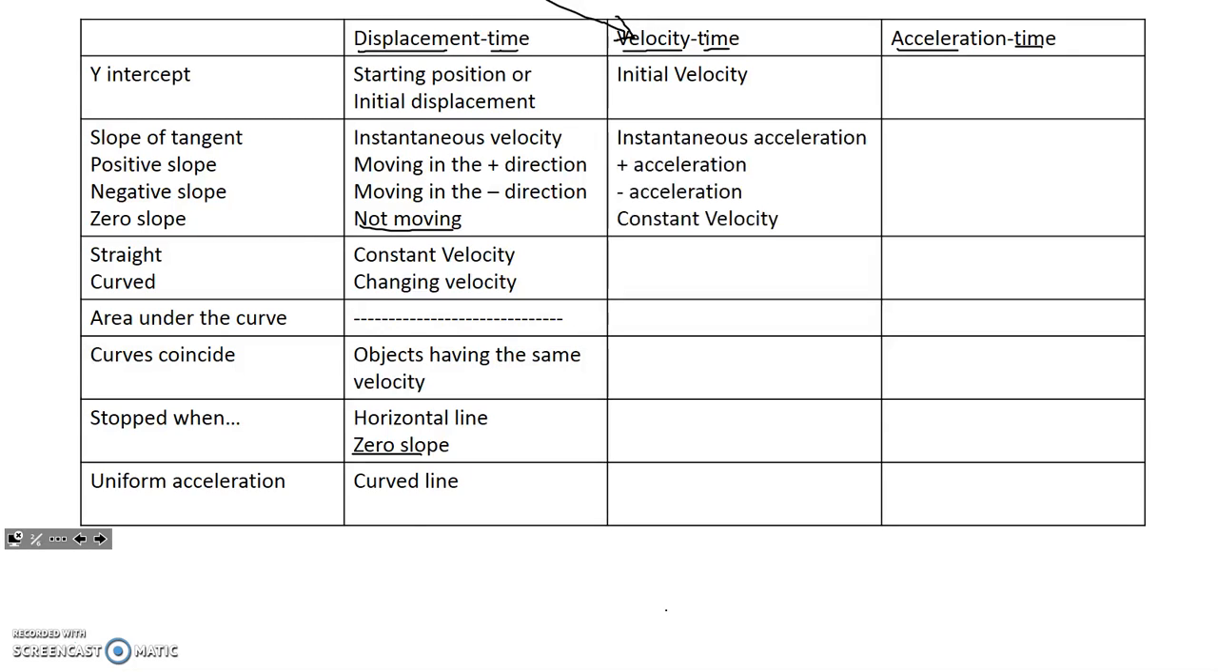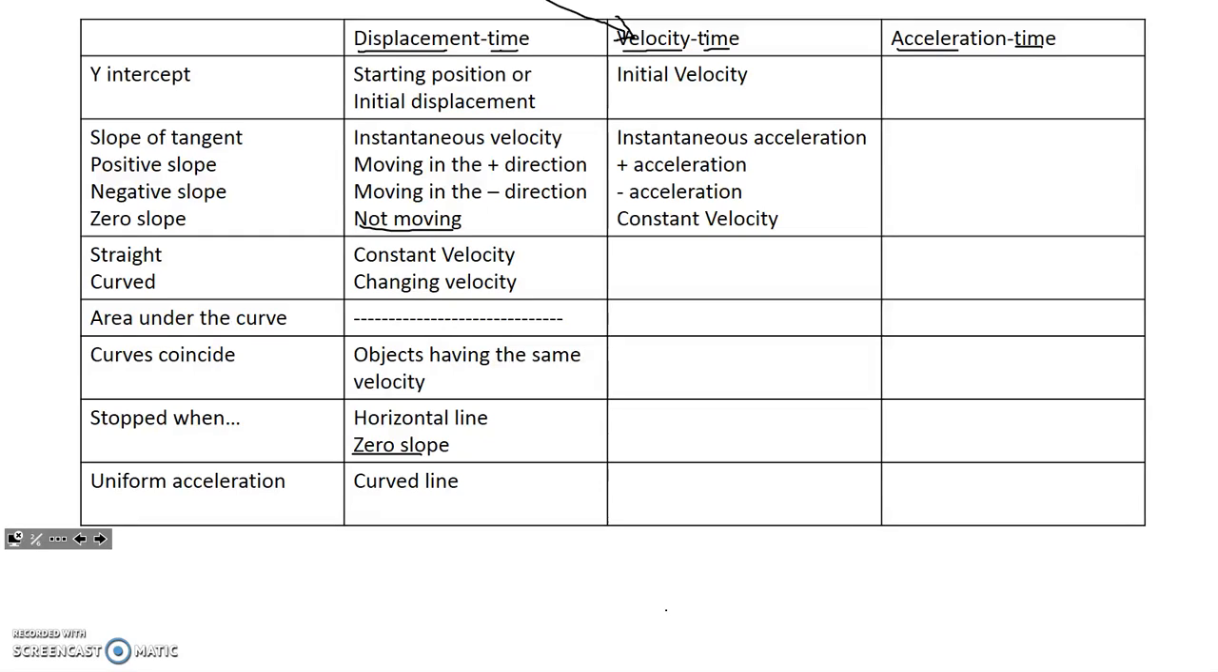If it has a slope, this time it's not velocity, but it's an instantaneous acceleration. How fast are you speeding up? If it has a positive slope, it means it has a positive acceleration. If it's a negative slope, it means it has a negative acceleration.